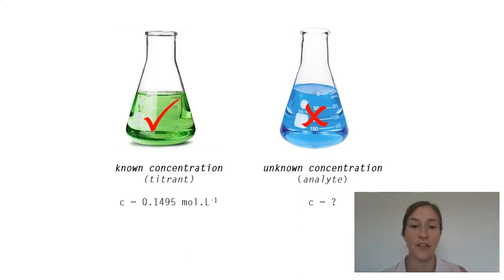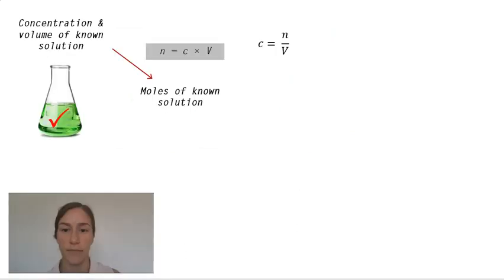In a titration, you have two solutions. One of them you know the exact concentration of. This is called the titrant. The other one is the one you're trying to figure out the concentration of, and that's called the analyte.